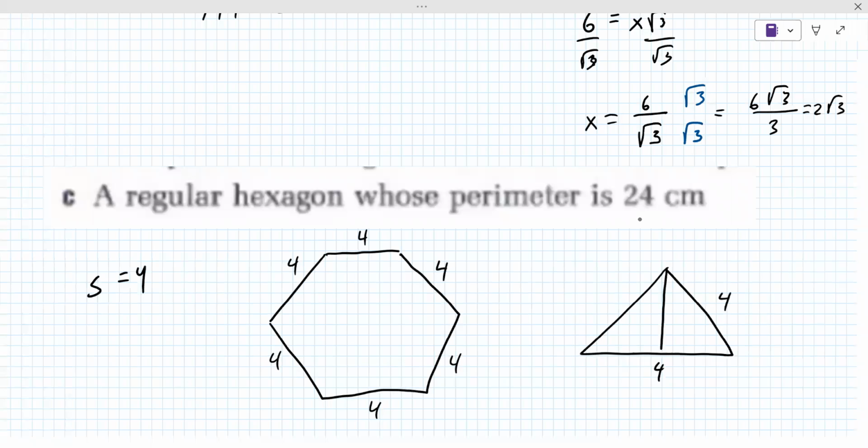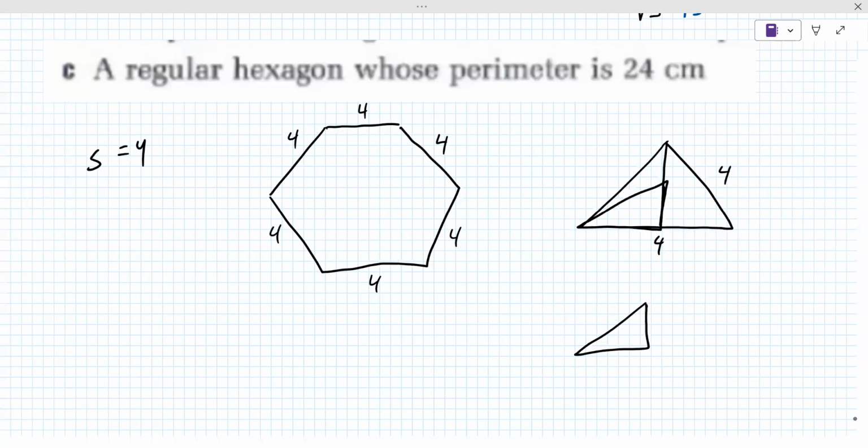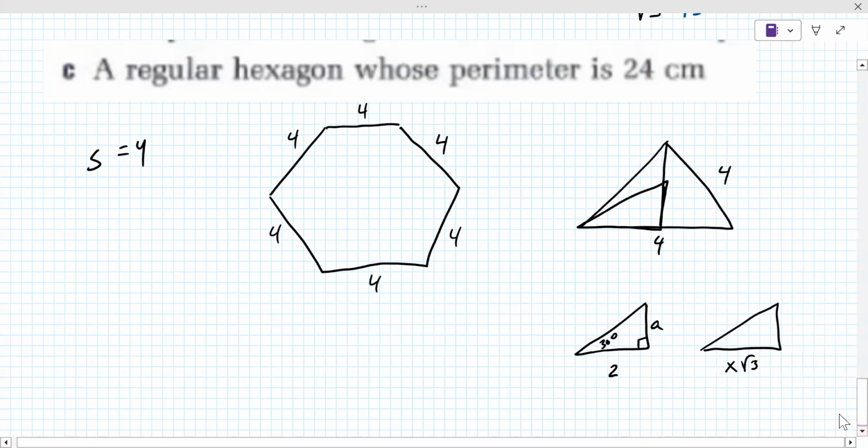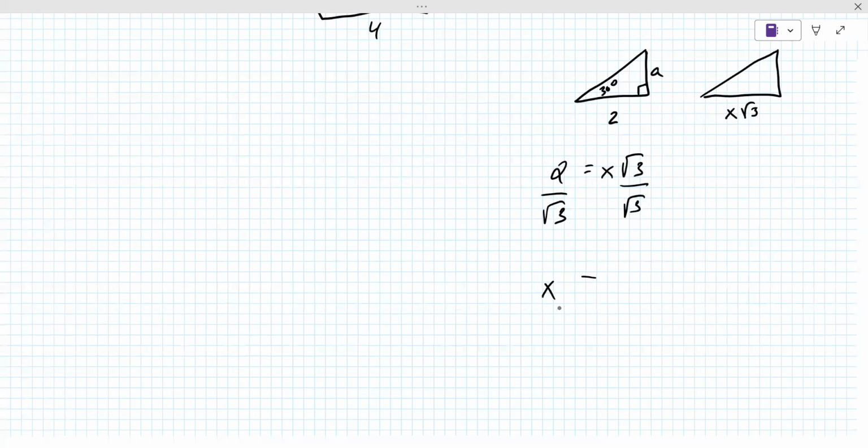The apothem, though, we have to do the same thing again. You have to build this little triangle here. And this time it's 2 there, and you want to find A. So then that would be x root 3. So you have to set 2 equal to x root 3, divide both sides by root 3. And like you said so eloquently, you have to rationalize the denominator here.